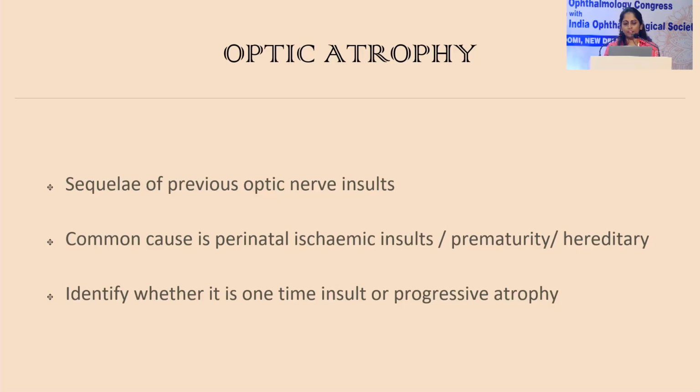So optic atrophy, as already discussed, is a sequela of previous optic nerve insult. So in children, with the survival of more premature children, perinatal ischemic insult seems to be the most common cause for optic atrophy. Not the complete optic atrophy, at least the segmental optic atrophies are common in these cases. Of course, hereditary causes are also common. So we have to identify whether it's a one-time insult or a progressive condition.